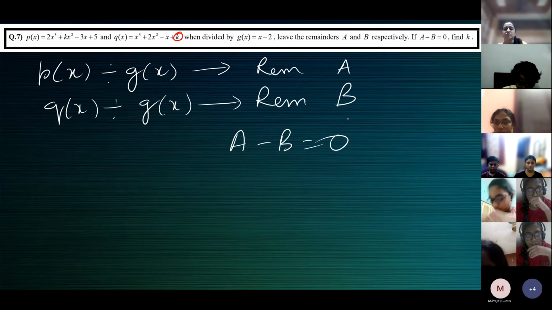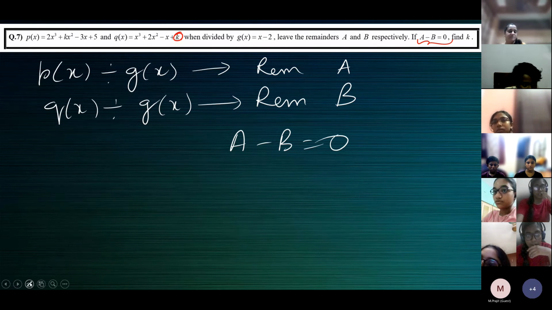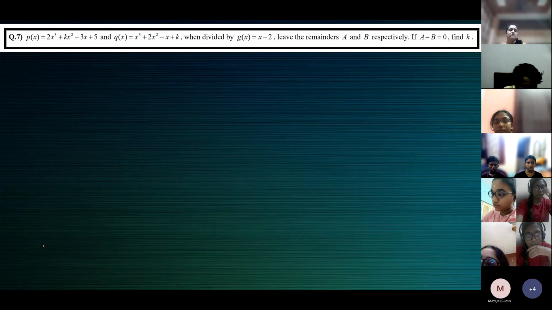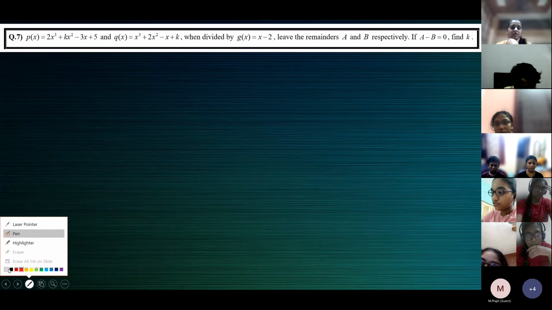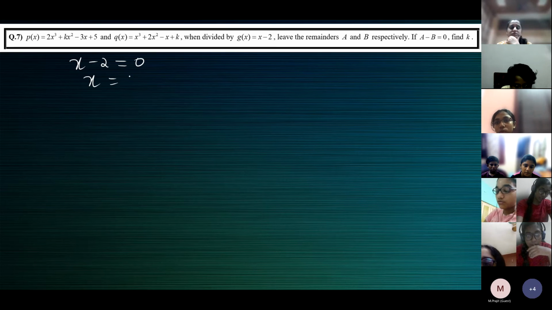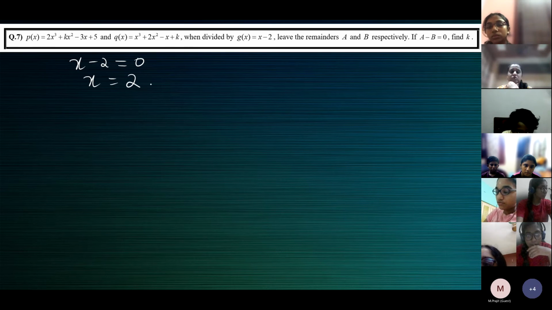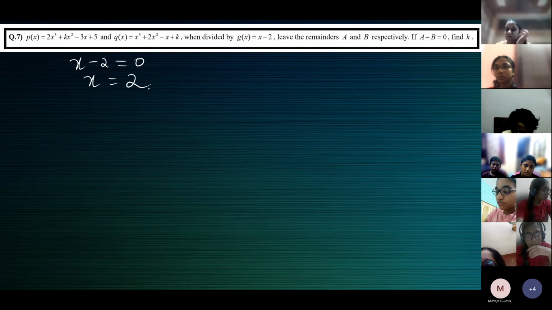Yeah, and this condition is also given. See here, A minus B is equal to 0. That condition is also given. All right. So what is the divisor, children? X minus 2. Equated to 0. X minus 2 is equal to 0. So what is the value of X? X is equal to 2. So the value of X is 2.